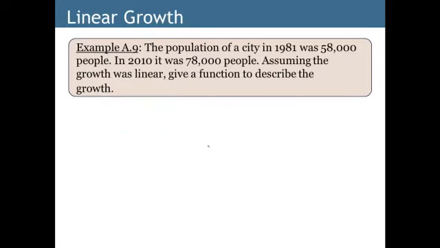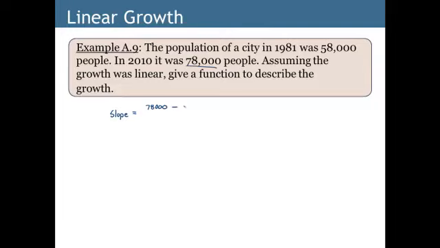Let's try another one. Population of a city in 1981 was 58,000. In 2010, it was 78,000 people. Assuming the growth is linear, give a function that describes growth. So again, let's find that slope or that rate of change. So we ended at 78,000.